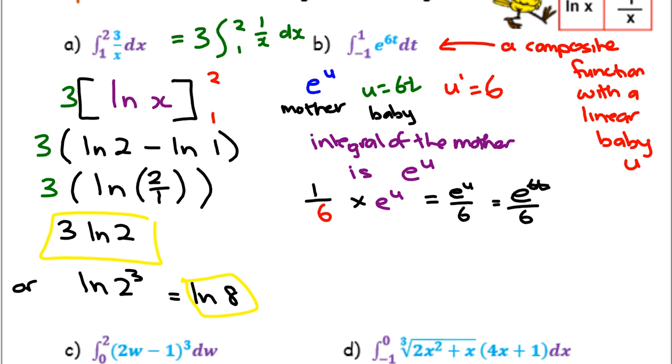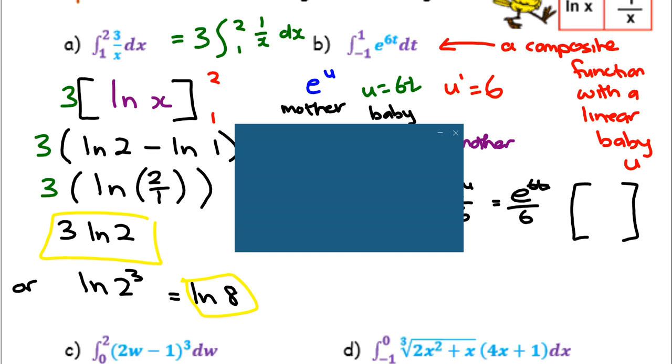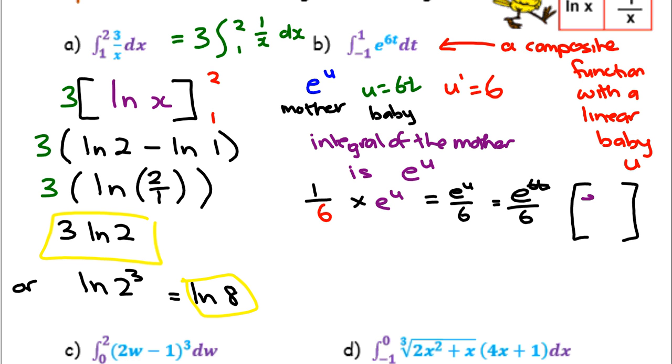So now we've got to work out the integral with the numbers subbed in. It's e to the 6t over 6, and now we've got to sub in 1 and -1. I'm running out of a bit of space here.